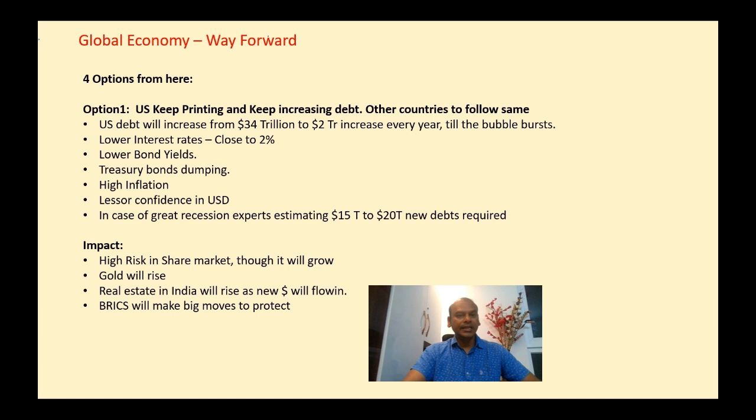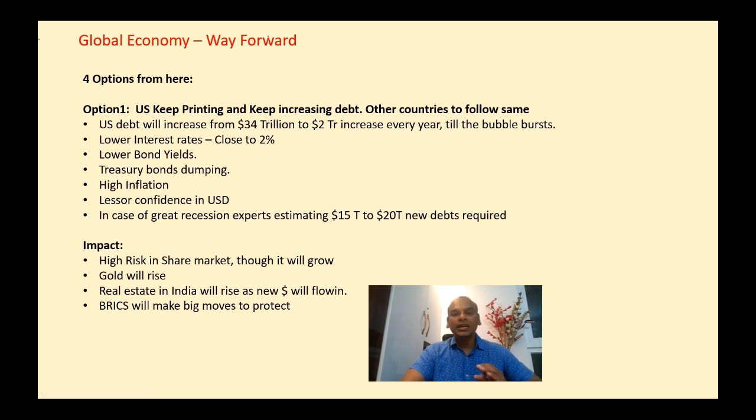Now let's look at it in detail. In the first option, the US keeps on printing and increasing the debt. The current debt of $34 trillion will increase by $2 trillion every year, and they keep on borrowing. And this is without a recession. If a recession comes, then $10, 15 to $20 trillion of new debt would be required in a great recession scenario. To ensure that the debt keeps increasing, they want to ensure that the cost of the debt is reduced, which means the interest rates have to be reduced and the bond yields have to be reduced, so that the US pays lesser interest on the bonds, and the interest rates will reduce so that they keep the economy floating.